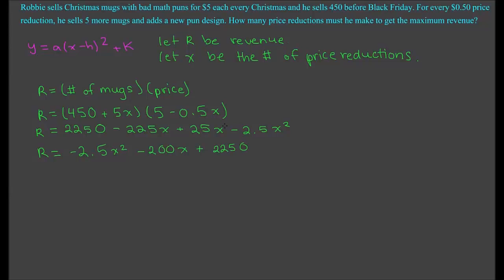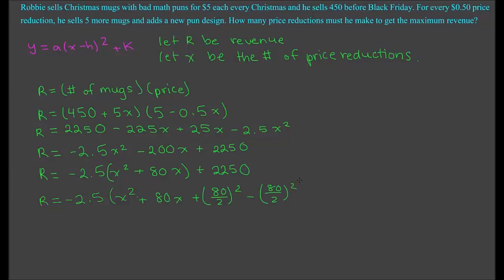Now we have to factor out negative 2.5 to get a coefficient of 1 for x squared. That gives us r equals negative 2.5 [x squared plus 80x] plus 2,250. Now to factor the part in brackets, we divide the second coefficient by 2, then square the value. We add and subtract this to the equation, so we won't be changing the equation. We do 80 divided by 2, all squared. In this equation, 80 divided by 2 equals 40.